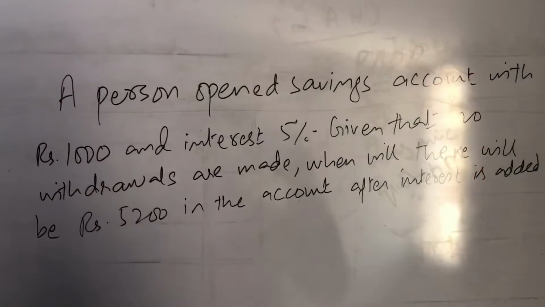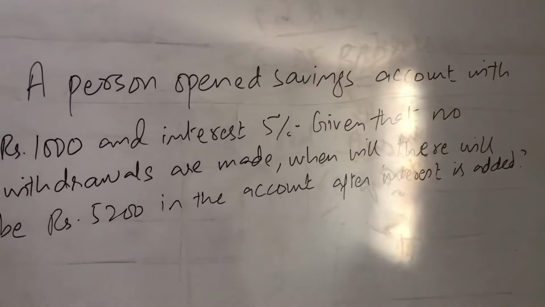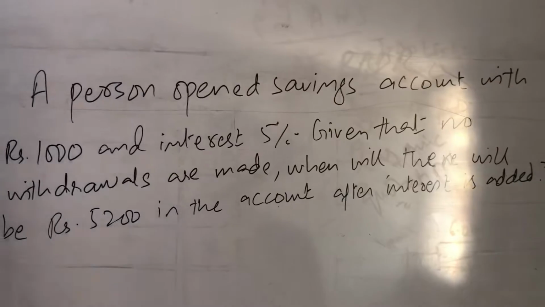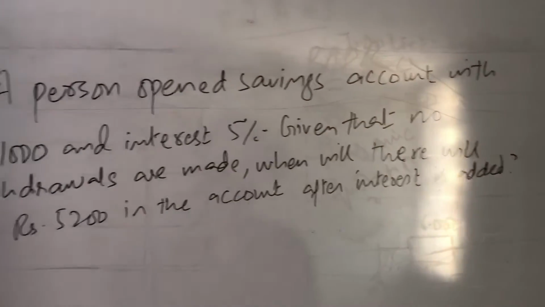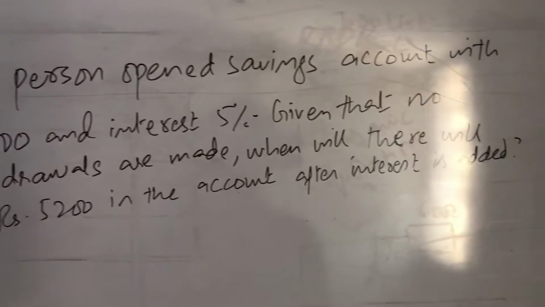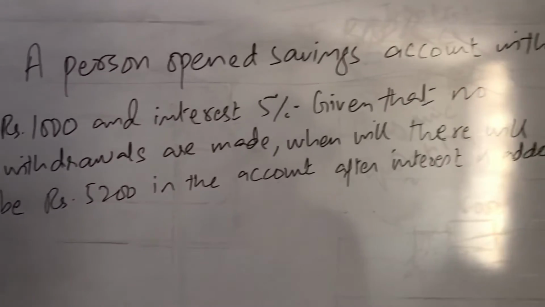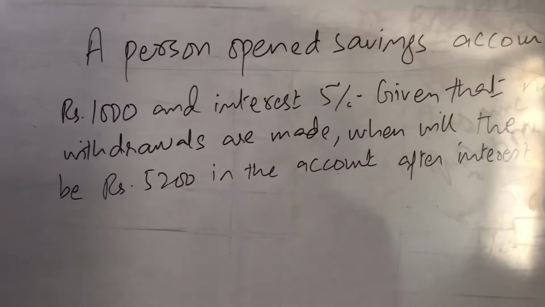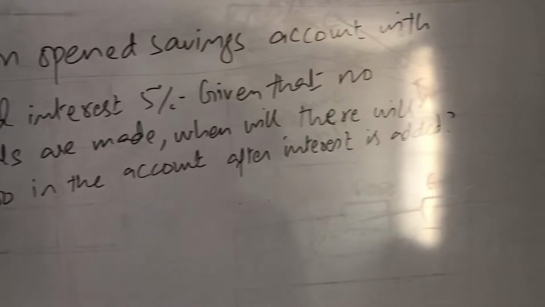Welcome to the lecture series, and today's topic is progression. Look, a question is: a person opened a savings account with rupees 1000 at an interest of 5%. Given that no withdrawals are made, when will there be rupees 5200 in the account after interest is added?